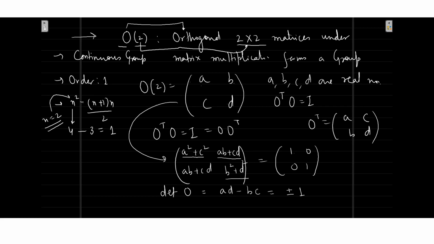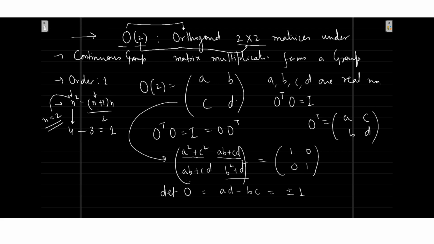So the order of the group will be defined by this. N square, which is nothing but a, b, c and d, 4 parameters to begin with, and the number of constraints, which is n into n plus 1 over 2, 3 constraints. Remember the constraints here: a square plus c square, b square plus d square, and then ab plus cd. The fourth one is the same as the third constraint. So this is how generally one figures out the order of the group.